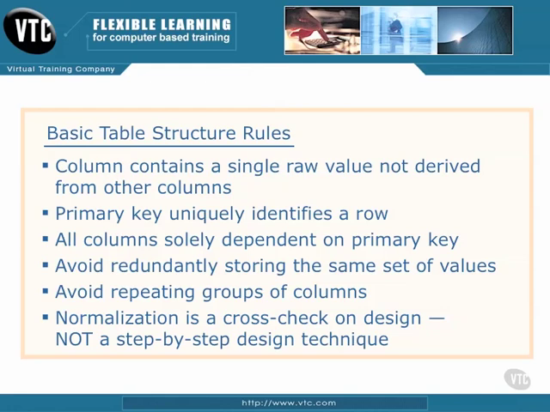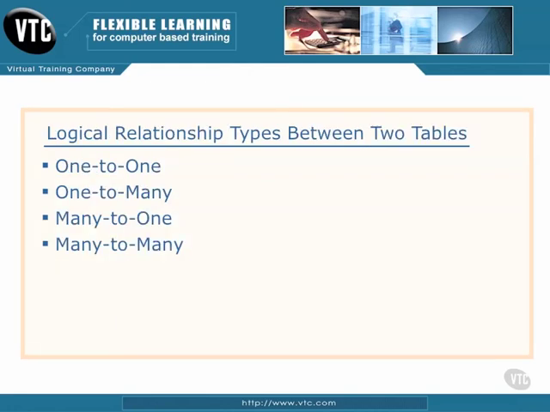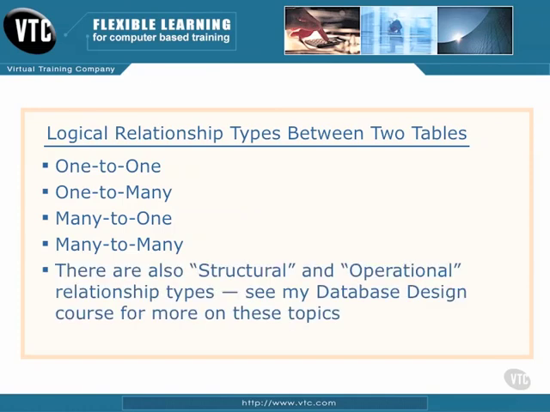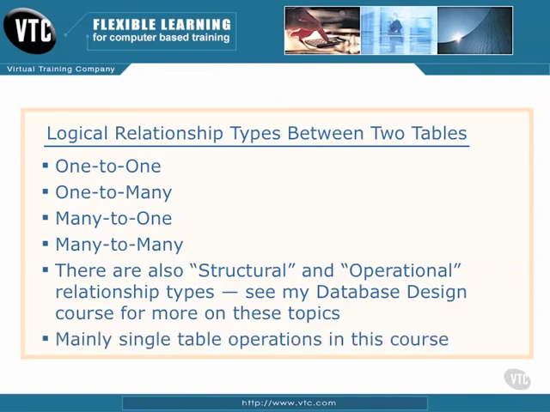When we get to the next course involving multi-table operations, the subject of relationships between tables will come up. Here are the 4 logical relationships that there can be between 2 tables. Understanding these relationship types, plus understanding that there are also structural and operational aspects to them, is beyond our needs in this course though. Here we will only be dealing with single table operations where there are no relationships to be considered. In the Part 2 course we will go into this a bit further, but not to the extent that the dedicated database design course will.